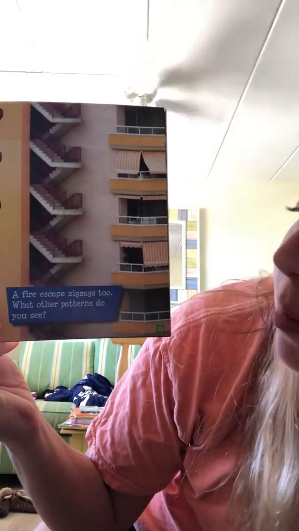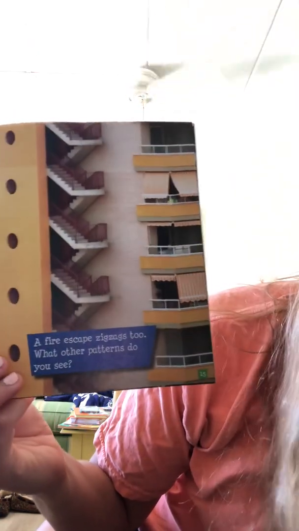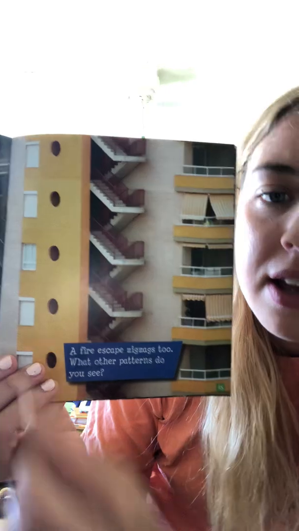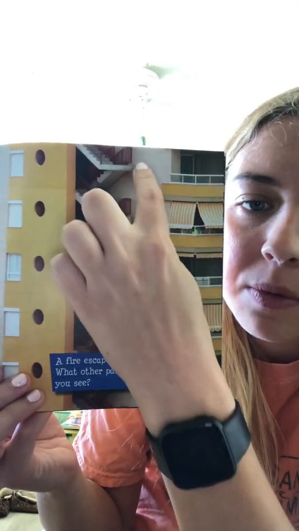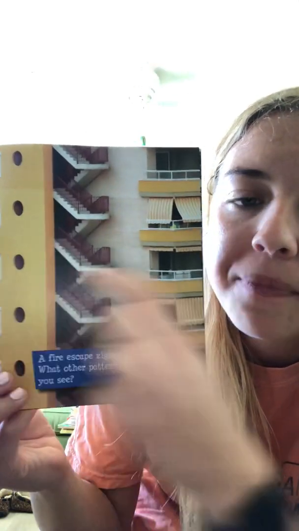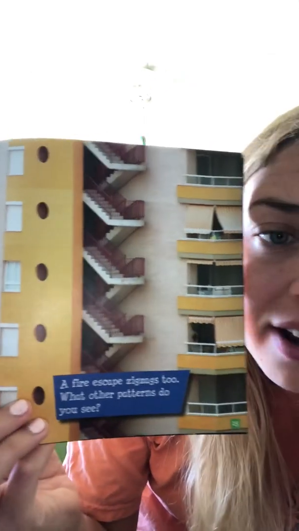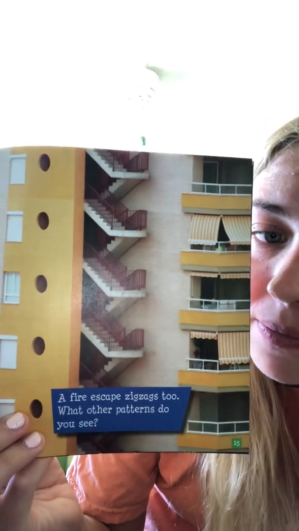A fire escape zigzags too. What other patterns do you see? So I see the zigzag steps this way, this way, this way, this way. Do you notice any other patterns with shapes or colors?